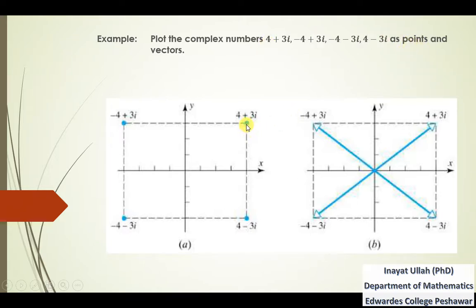These are points actually on the xy plane. And whenever we draw vectors from the origin towards those 4 points, we get this figure. So that is complex numbers as vectors. Anyways, these are the techniques to plot complex numbers as points and complex numbers as vectors.